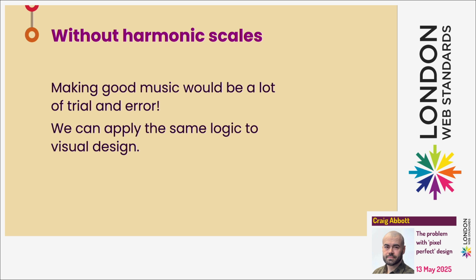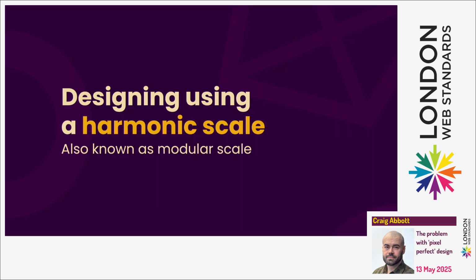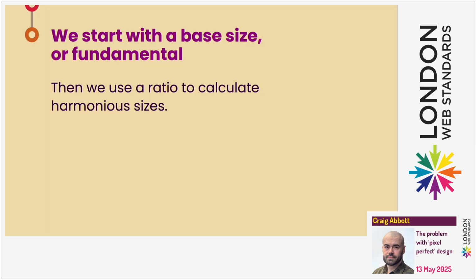And we can apply the same logic to visual design. If we design using a harmonic scale, also known as a modular scale, we start with a base size, or a fundamental, and then we use a ratio to calculate the harmonic sizes off the back of it.